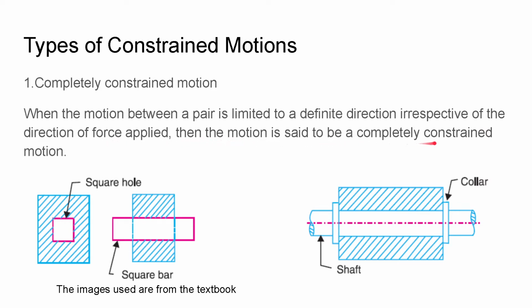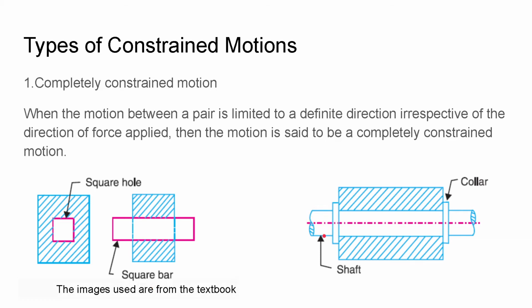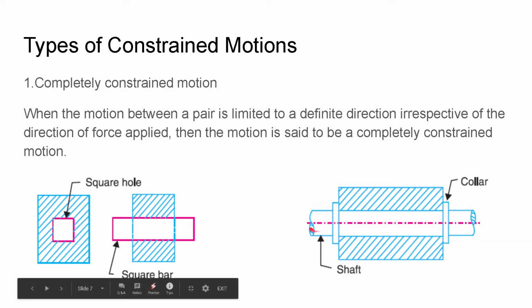See this shaft. This is a collar. The shaft is not allowed to move in this direction. It can just rotate about its axis. Whatever force we apply in whatever direction, only one type of motion is allowed. Here also we have put a rectangular block inside another block. We can only push it and it can translate in only this direction, and it cannot rotate.